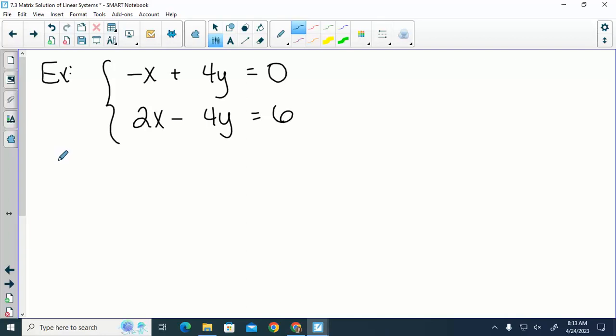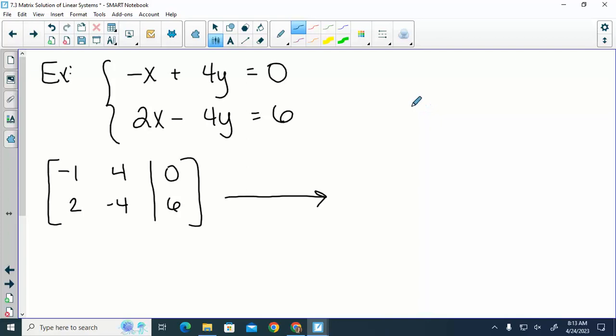So first, set up the matrix. The first row would be negative 1, 4, equals 0. Second row, 2, negative 4, and 6.